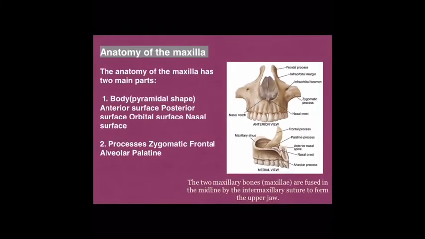يكون pyramidal shape اللي يتكون أيضا من ال anterior surface وال posterior surface orbital surface وال nasal surface. أما ال processes فهي بتتكون have four process اللي هي zygomatic process وال frontal process وال alveolar وال palatine process. نقرب على الصورة.